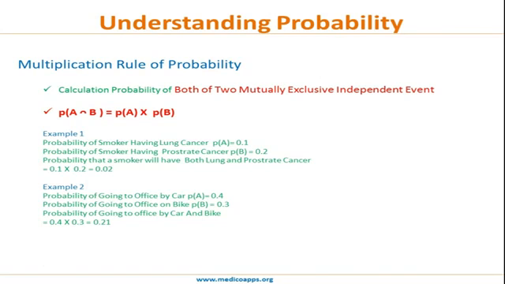Probability of going to office by car is 0.4. Probability of going to office on bike is 0.3. So probability of going to office by car and bike is 0.4 times 0.3, which is equal to 0.12. Okay? There's something wrong. I mean, actually the probability of going to office by car and bike both together will be 0. So why are we getting 0.12?